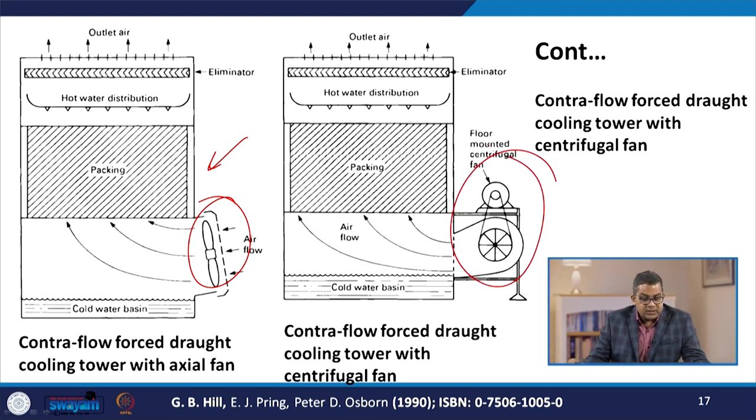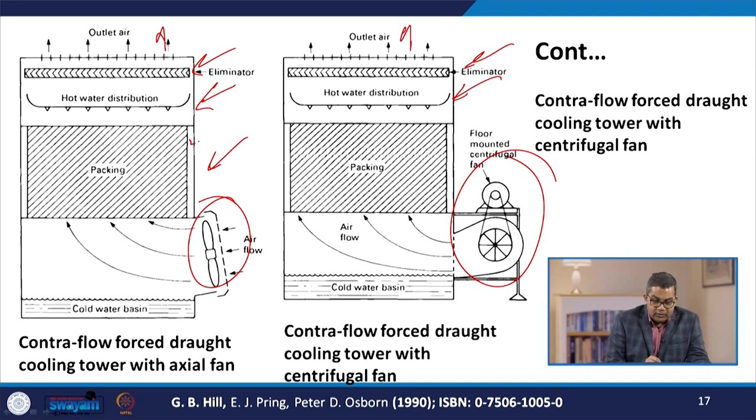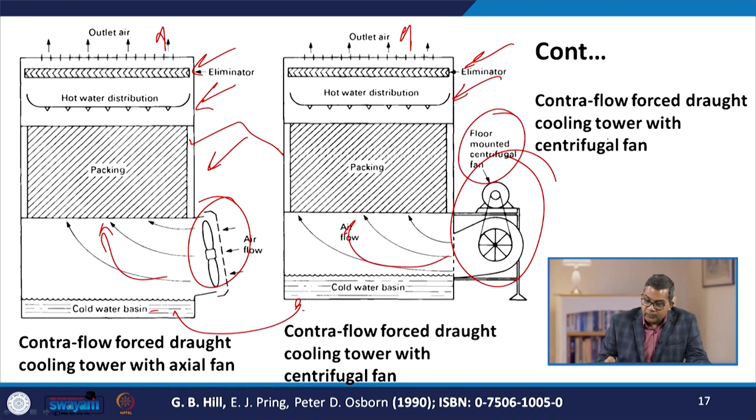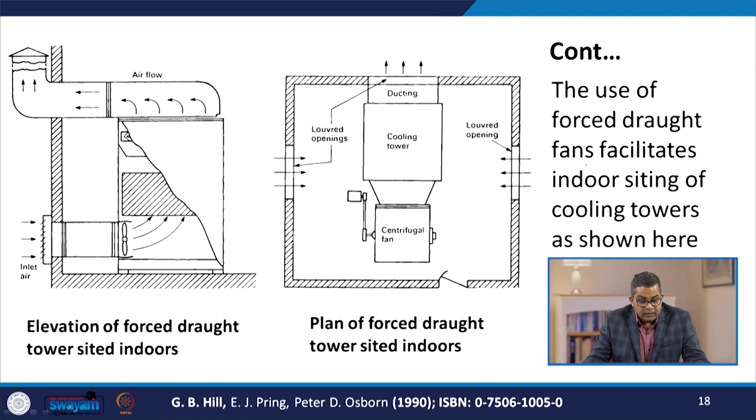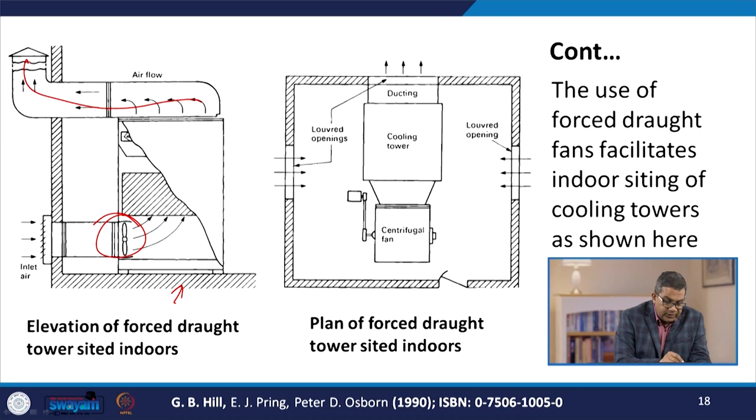The rest of the things are common, like you are having the eliminator in both configurations, hot water distribution, outlet, air port, packing, cold water basin, etc. But if you see the direction of the flow here, and this is the floor mounted centrifugal fan. The use of forced draught fan facilitates the indoor siting of a cooling tower. Here we are showing the elevation of a forced draught tower sited indoors, like here you see, and this is the airflow inlet.